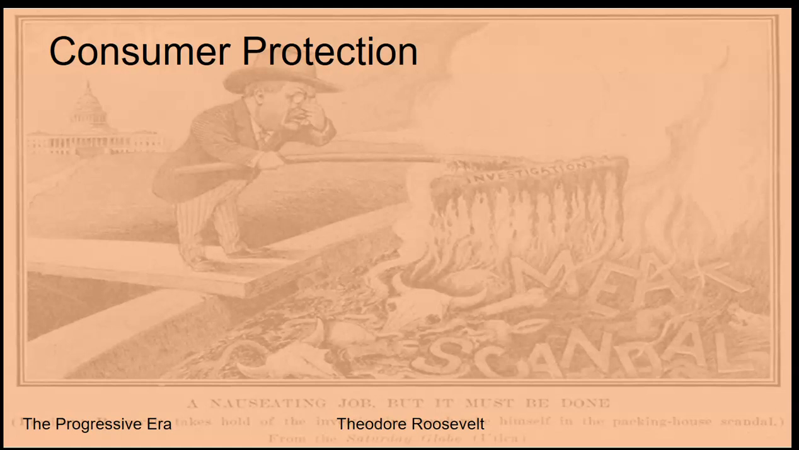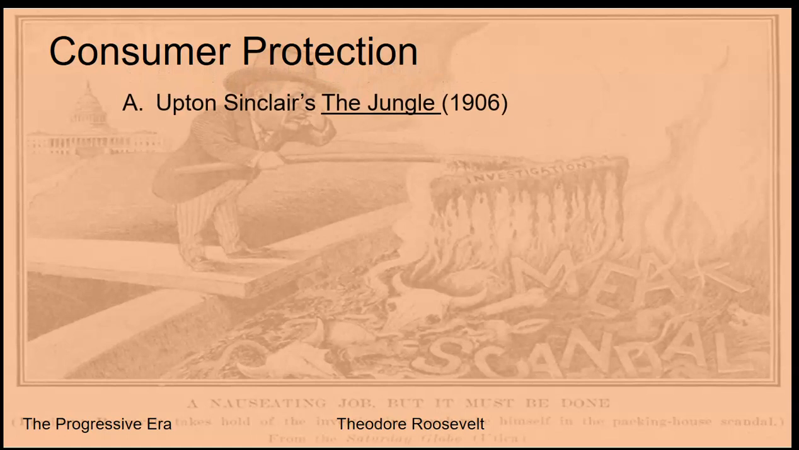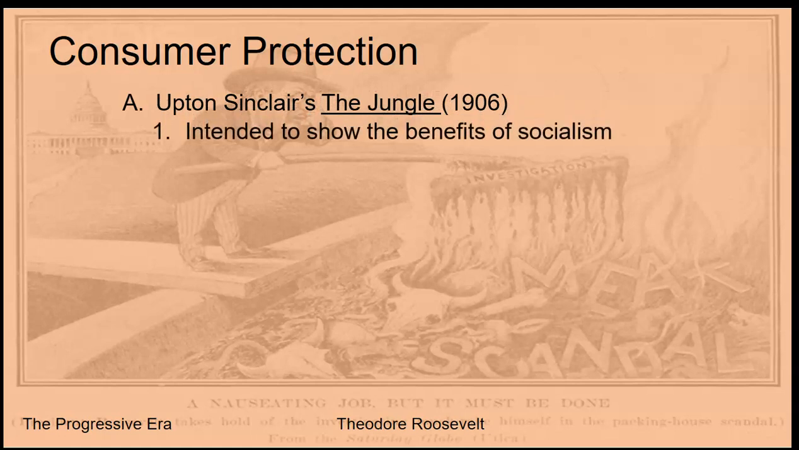Roosevelt and the progressives are also interested in protecting consumers. And so one of the biggest consumer protection issues in the progressive era is highlighted in this book called The Jungle, written by a muckraker named Upton Sinclair. Upton Sinclair was attempting in this book, what he wanted to do is he wanted to show the benefits of socialism. He was a socialist, and he wanted to show the benefits of socialism and show how capitalism was bad.